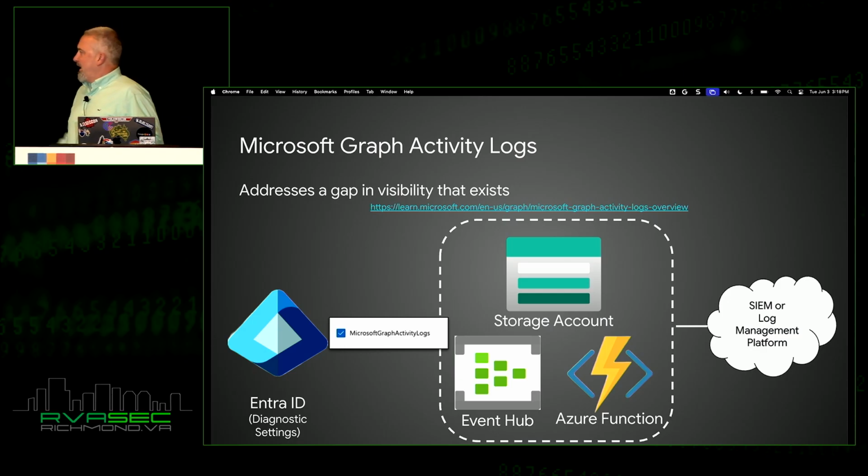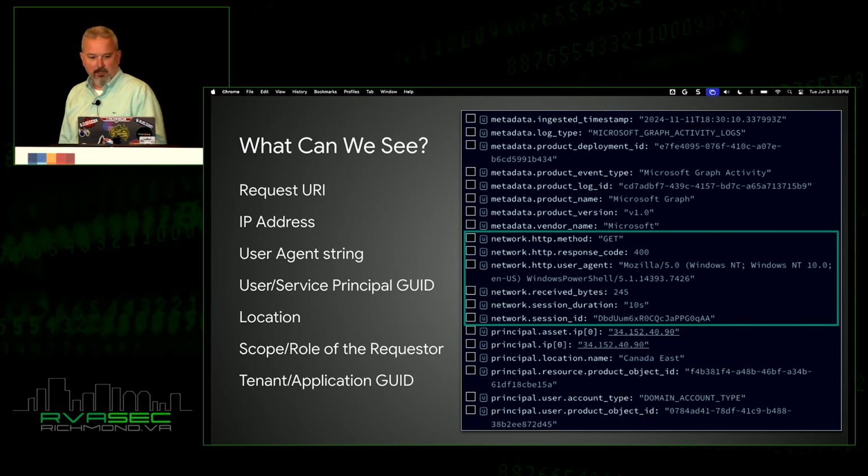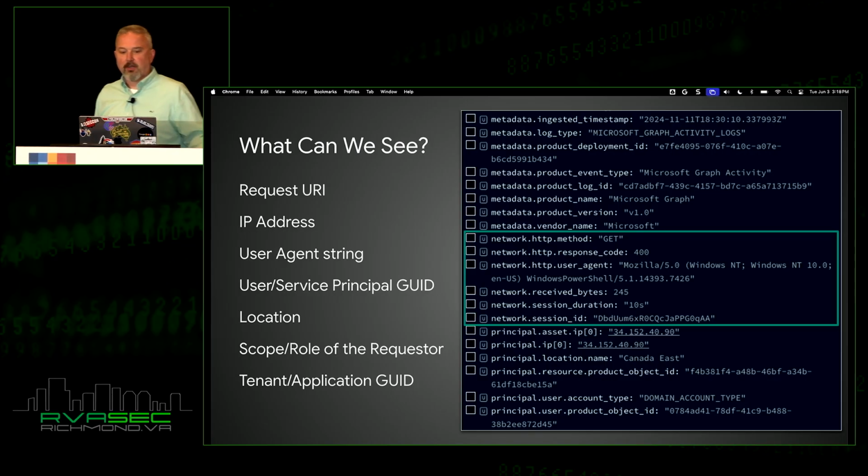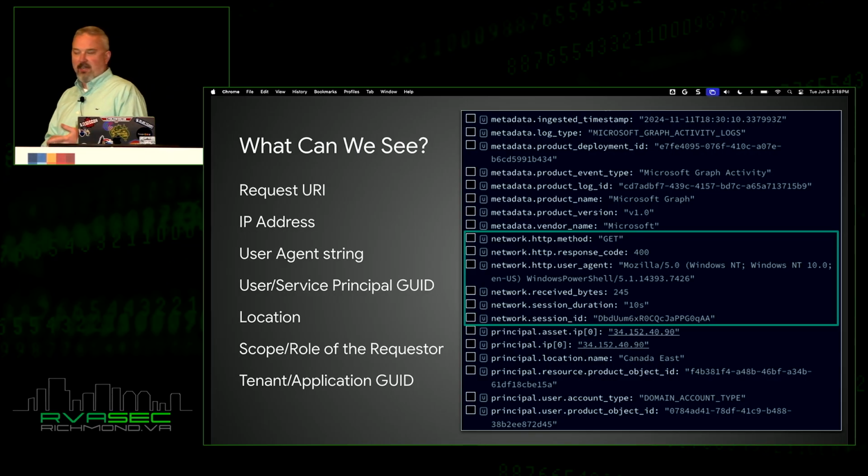Same kind of thing to go ahead and ingest. Your last mile may vary, storage account, event hub, Azure function, however you want to get to it, but basically in the diagnostic settings, you select the graph activity logs and you can ingest that in and go do something with it. These look like, kind of more like HTTP web logs, if you will. So you get request URIs, which are huge. IP address of the user requesting it, user agent strings, user service principal, tenant application GUIDs, right? Which of the different systems are requesting it, and the scope of the requester, and then obviously the location associated with it.